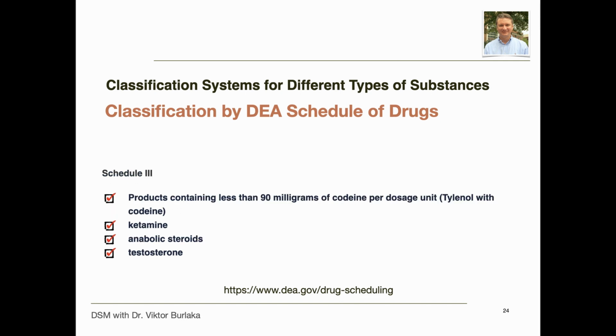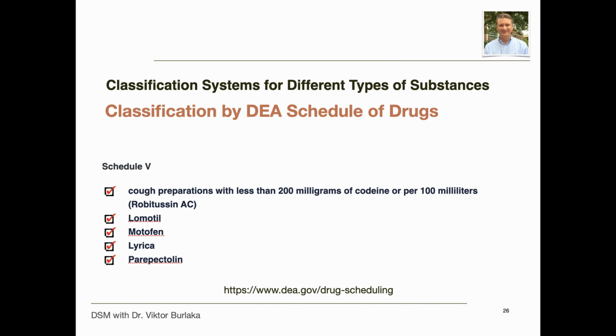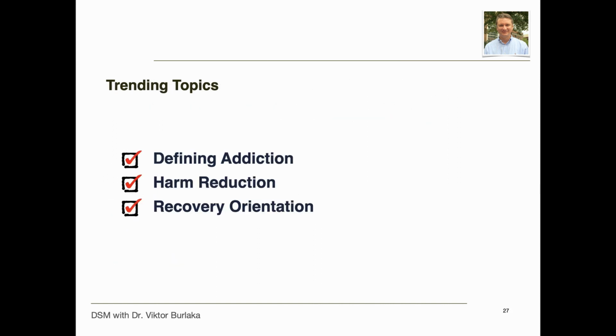Drugs, substances, or chemicals under Schedule 3 are defined as drugs with a moderate to low potential for physical and psychological dependence. Schedule 3 drugs' abuse potential is less than Schedule 1 and Schedule 2 drugs, but more than Schedule 4. Schedule 4 drugs, substances, or chemicals are defined as drugs with a low potential for abuse and low risk of dependence. Schedule 5 drugs, substances, or chemicals are defined as drugs with lower potential for abuse than Schedule 4 and consist of preparations containing limited quantities of certain narcotics. Schedule 5 drugs are generally used for antidiarrheal, antitussive, and analgesic purposes.